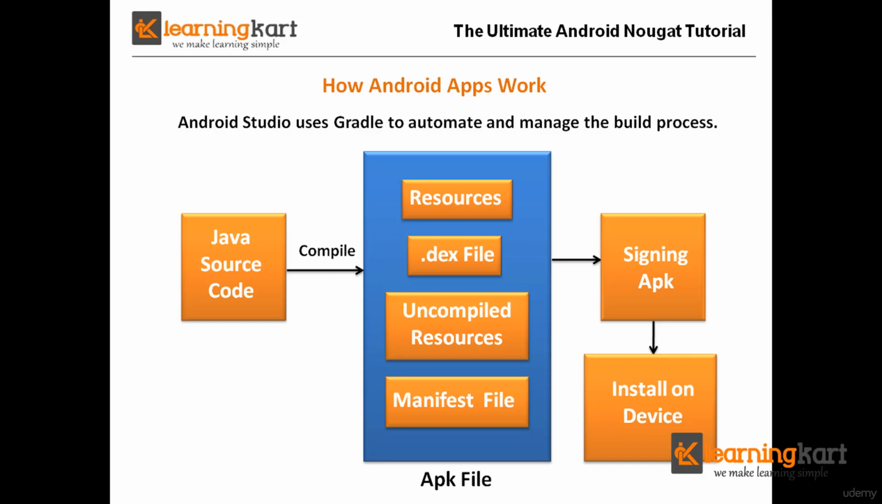So starting from the Java source code, you compile it, convert it into a text file, add all the resources, uncompiled and compiled, and the manifest file, and it all gets together in the APK file. You sign the APK, and then this is the final file that you upload to the device or to Google Play. So this is how the entire process works, and now we'll see how exactly we go through each step of this.